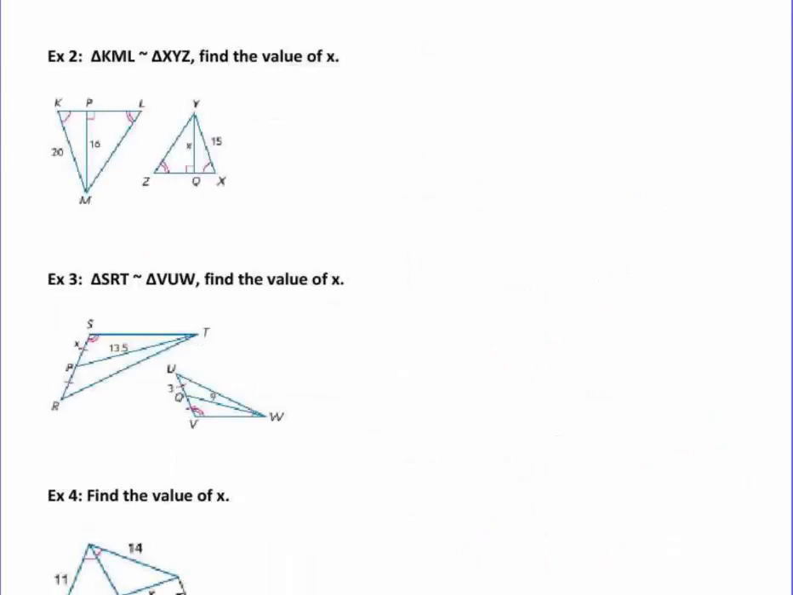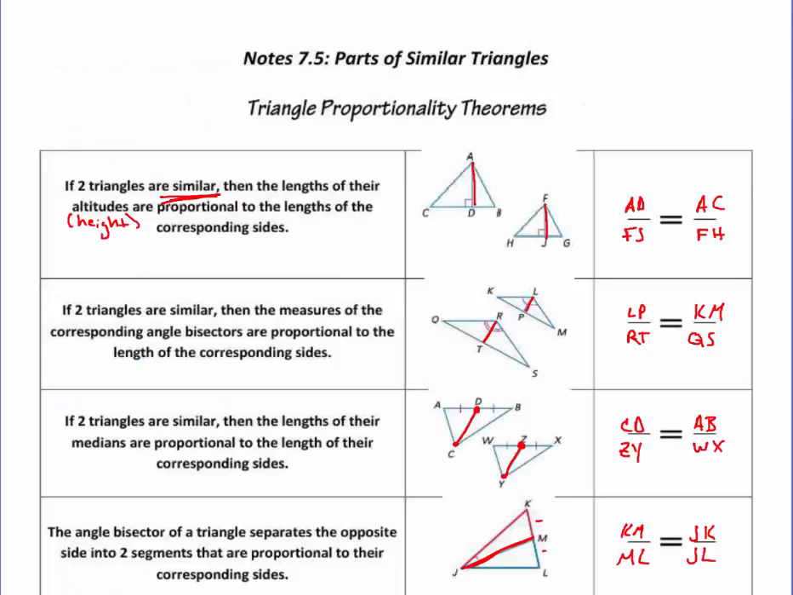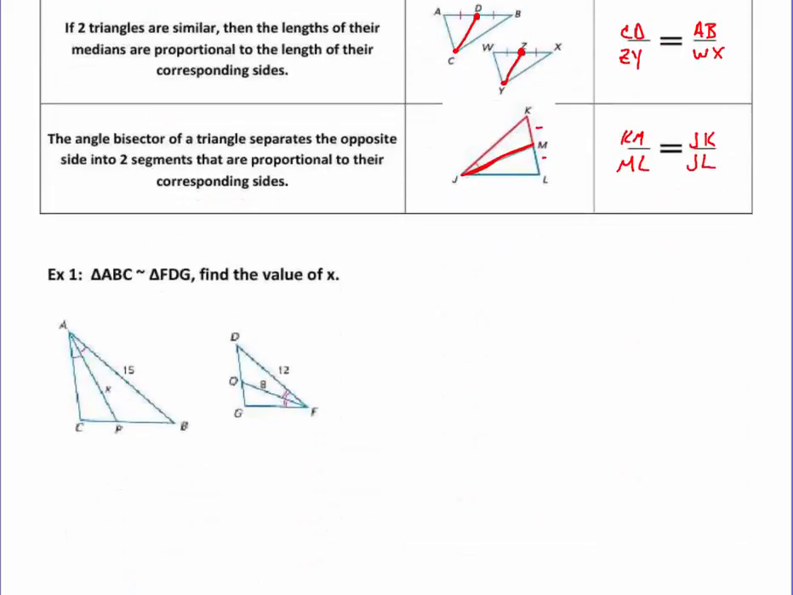Let's do a couple of quick examples. All right, we're going to do a quick example. So we have triangle ABC is similar to triangle FDG. So all of the sides are proportional to each other and all of the angles are congruent to each other. So real quickly, find the value of x.